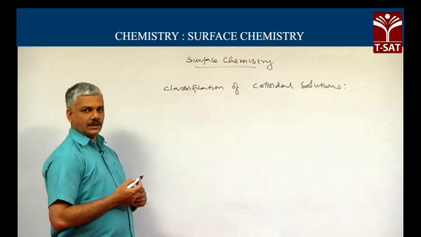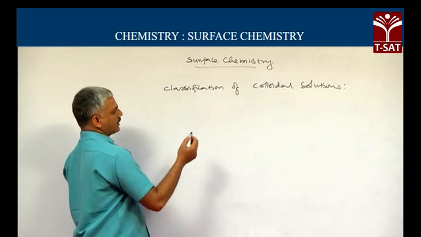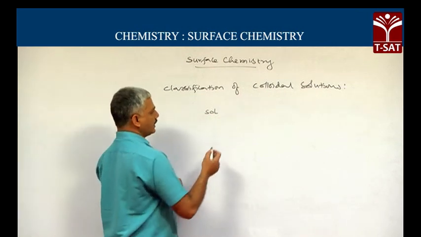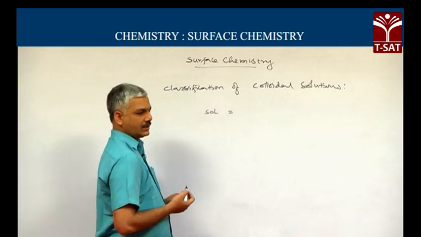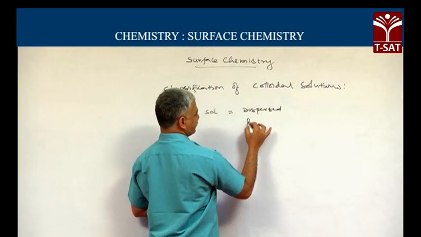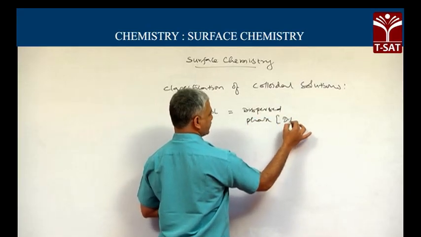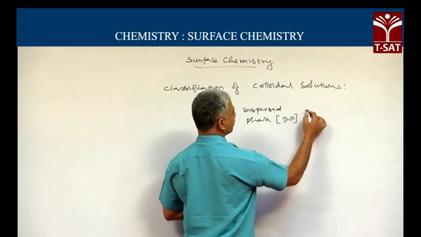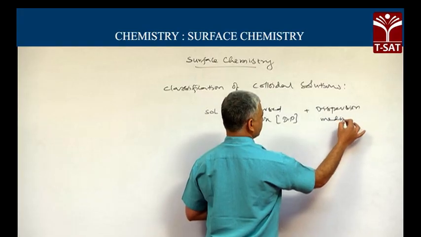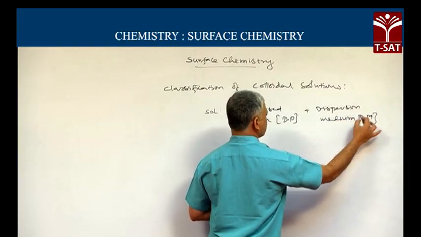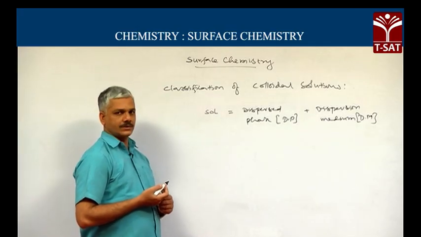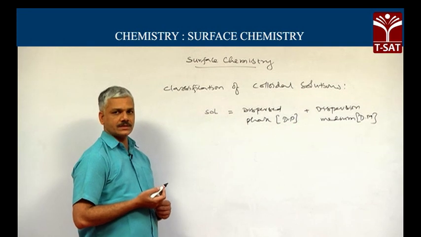Classification of colloidal solutions. A colloidal solution in short is called a sol, and the components present in a sol are represented as dispersed phase, in short dP, and dispersion medium, in short dm. Dispersed phase is just like solute, dispersion medium is just like solvent.